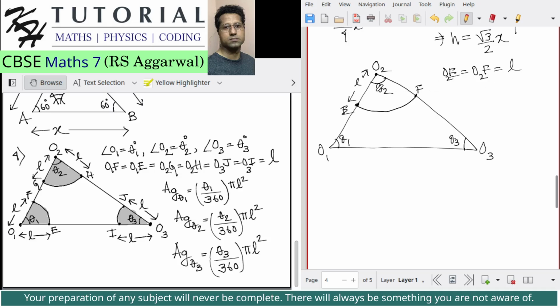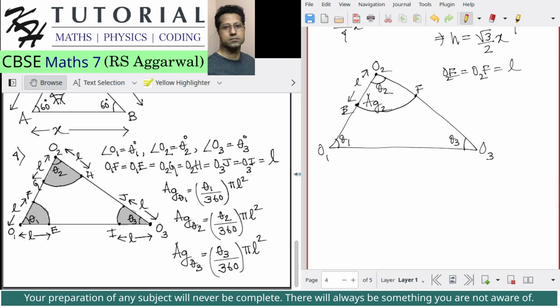So when the animal is tied at the vertex O2, let's say the maximum area over which the animal can graze be AG2. In the notes on the left hand side, I have referred to that as AG theta 1.